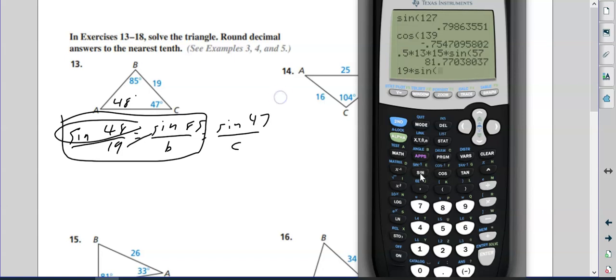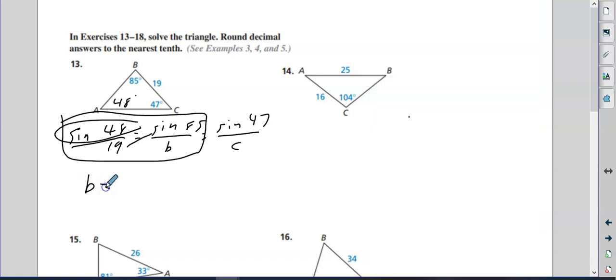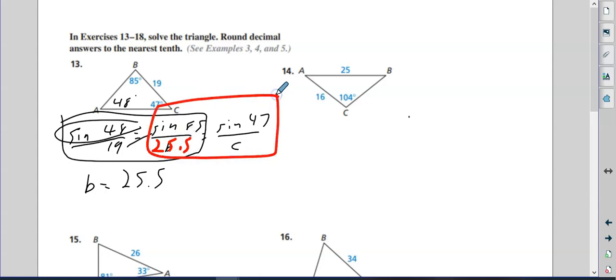Now remember, when you do this, be very careful. You have to close these parentheses. And then that divided by sine of 48. Then we get 25.46, round to the nearest tenth. That means side B is 25.5. Now, you have a choice. Once you know this is 25.5, you can do the same thing with this one.